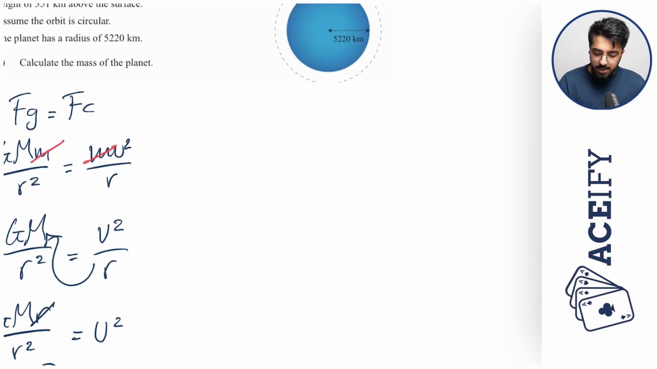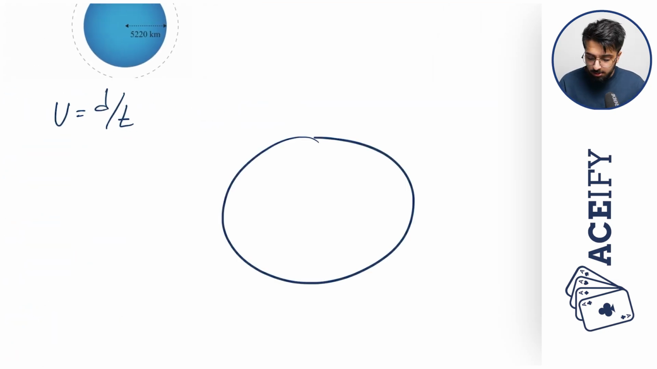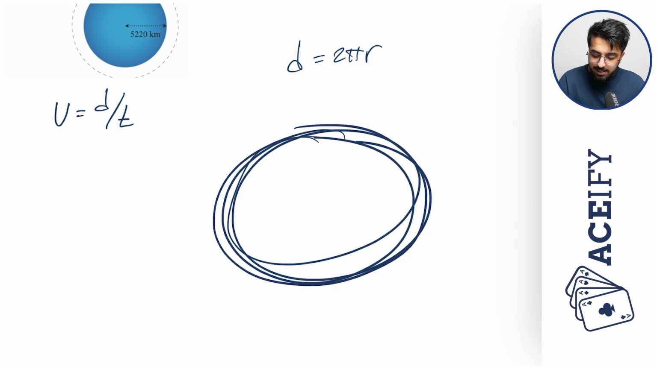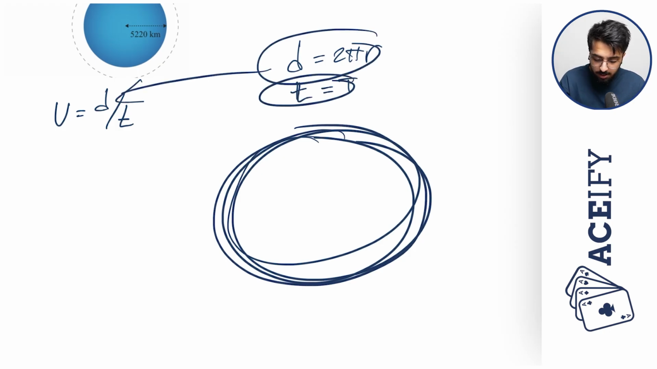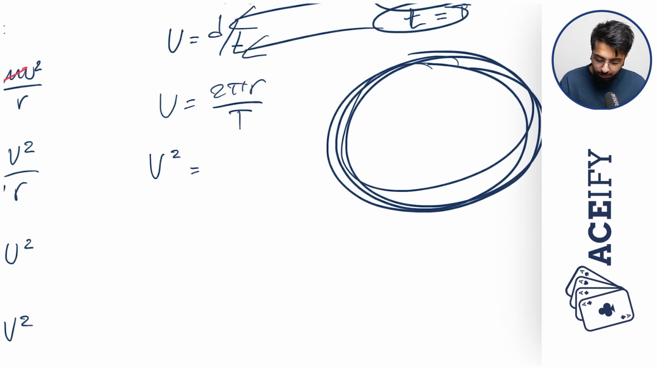However, what we do know is that v is equal to distance over time, okay? And when we're in circular motion, the distance that we travel is a circumference of a circle, and so our distance is equal to 2 pi r. The time it takes for us to travel the circumference of a circle is equal to 1 period. And so simply we can plug this into here, and we get our velocity is equal to 2 pi r all over T. And therefore, our v squared is equal to 4 pi squared r squared all over T squared.